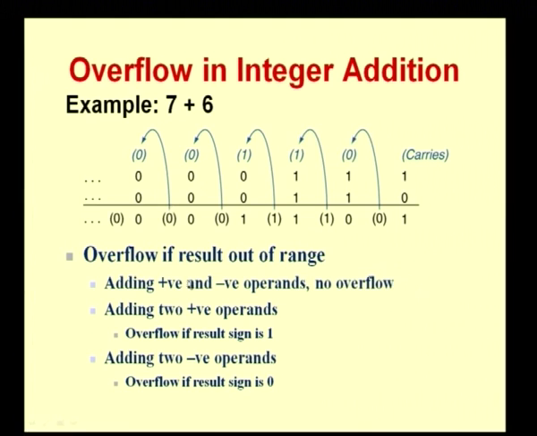Overflow is when the result that is generated is out of range. That is, if I have only 4 bits to represent any number, and if my result cannot be represented within those 4 bits, I require 5 bits to represent that number, then I say that an overflow has resulted. Now, what are the cases when you will have overflow when you are doing simple integer additions?